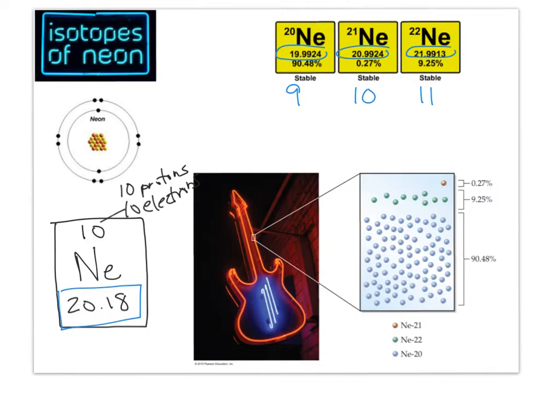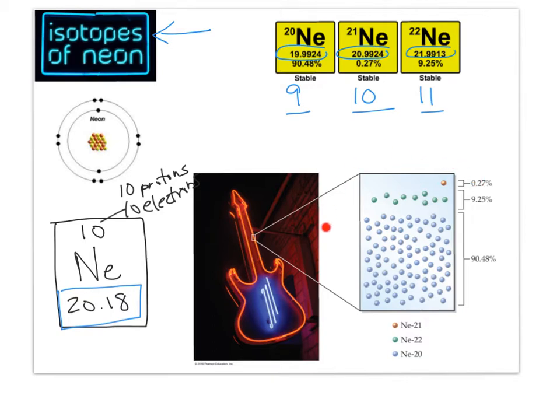And if you're wondering what we call the different varieties of neon, that's called isotopes. So an isotope is a version of an element that has a different number of neutrons. So protons always stay the same, but if the neutron number varies, you have an isotope. So there are 3 isotopes of neon, one that has 9 neutrons, one that has 10 neutrons, and one that has 11 neutrons.